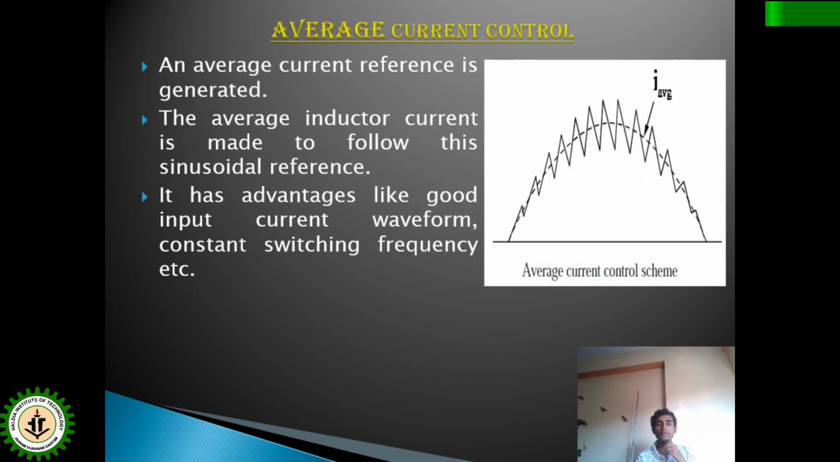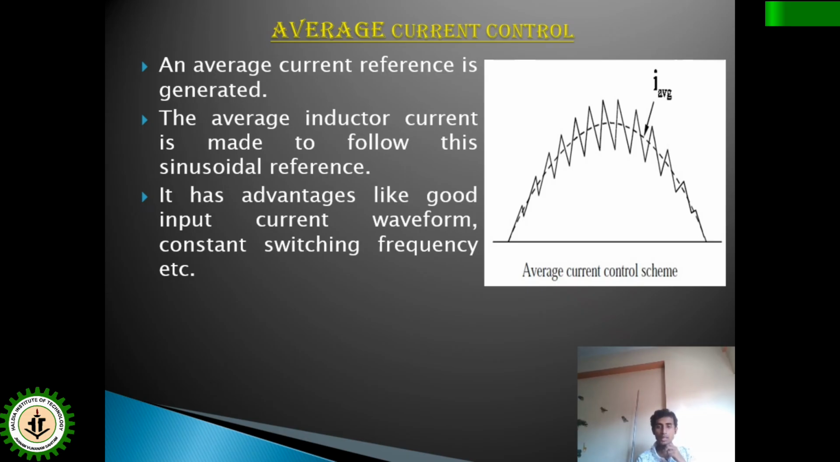So as already discussed, average current control technique will be used. First, as I said, the reference signal will be generated, which will be in the form of the shape of the rectified DC output voltage, as it is shown by the dotted line I average. The inductor current will be made to follow this I average.